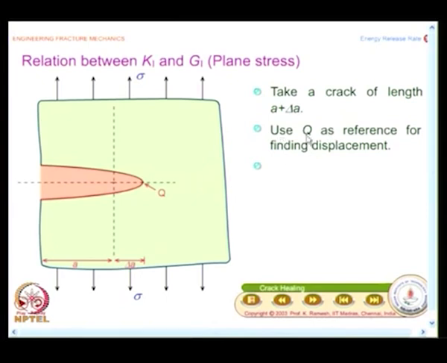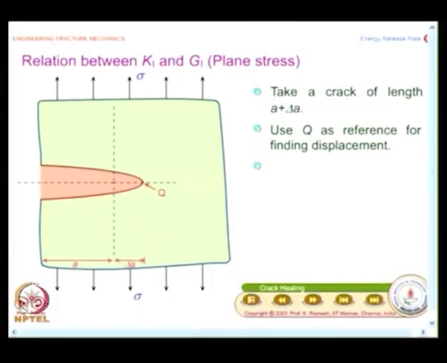And what is mentioned here is, use Q as reference for finding displacement. When I have Q, I have to find out displacement on this. This is an exaggerated picture, it is actually a straight line here. So, what would be the value of theta that you have to use? Theta is 0 or 90 or 180 degrees. You have to visualize that this is 180 degrees, because I am talking behind the crack tip. Fine.